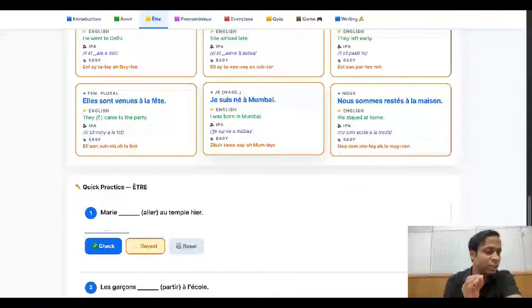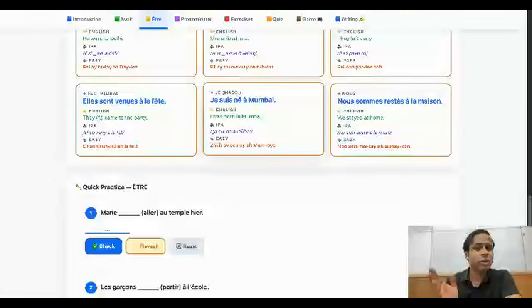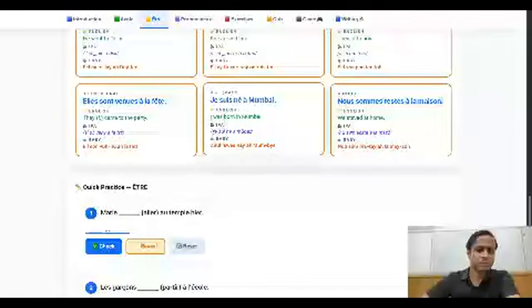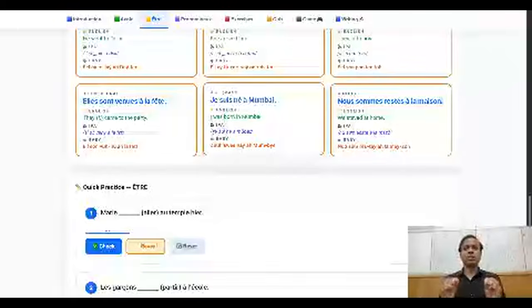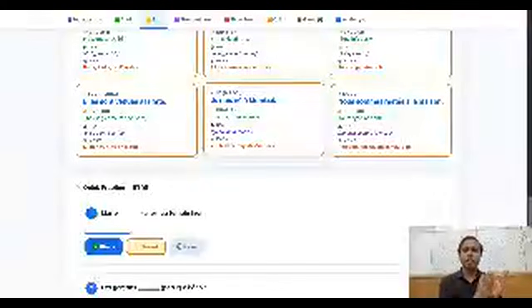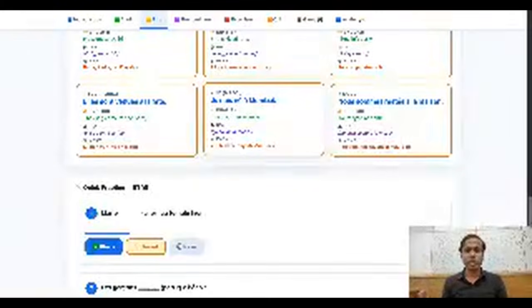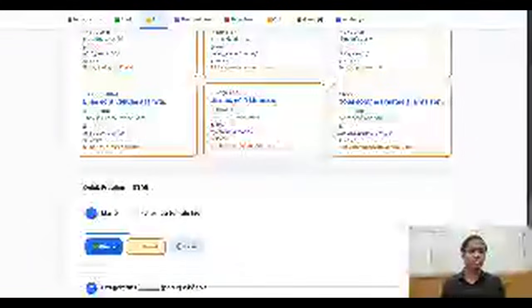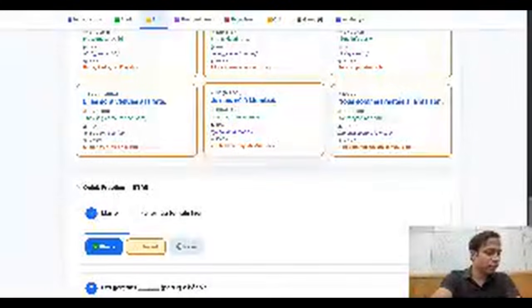In passé composé with être, you have to see gender and number. With avoir, when you are making passé composé with avoir, masculine or feminine, singular or plural, you don't have to make any changes. Don't change anything in the past participle. Just write the same past participle form. I hope that is clear.